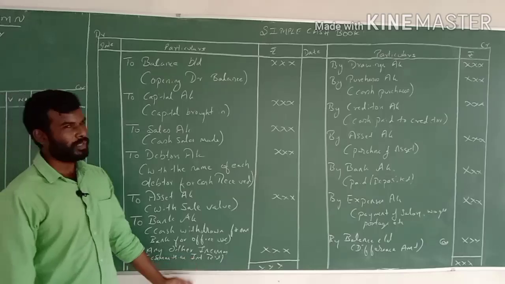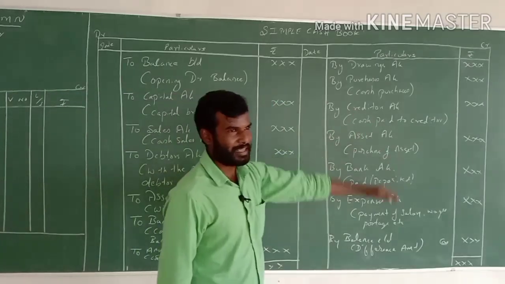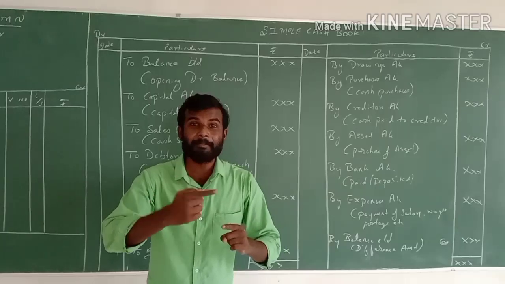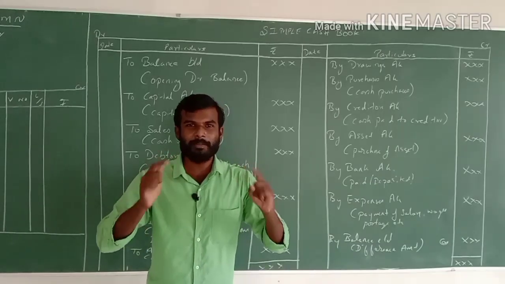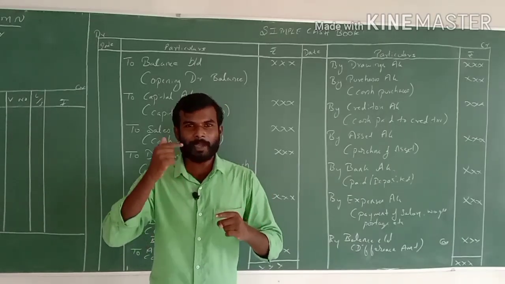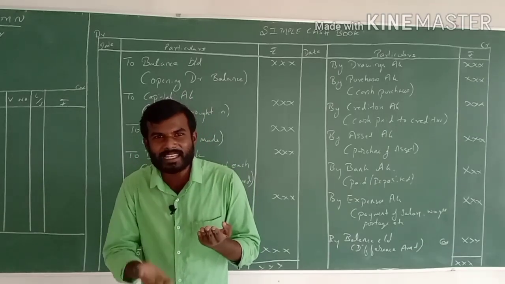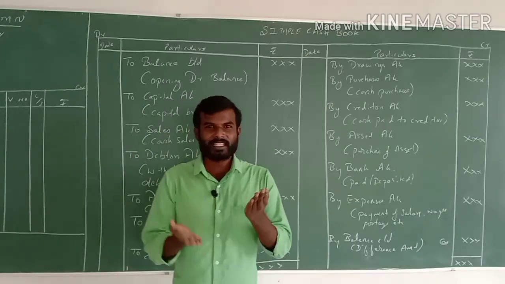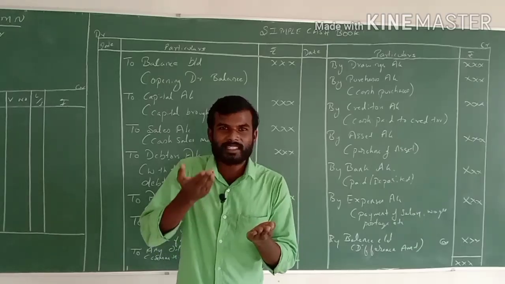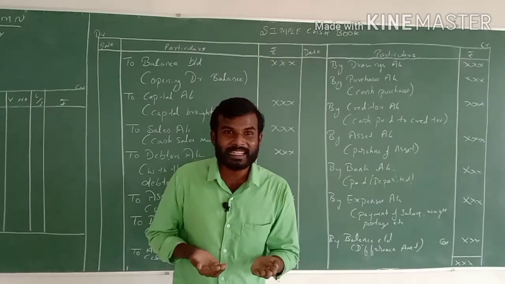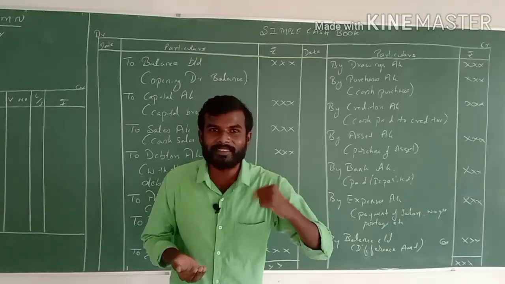So coming to the credit side of the cash book, what are we making here? The payments. So one or the other payments if we are making, what happens automatically? Our cash balance decreases. So on the receipt side, our cash balance increases. On the credit side, our cash balance decreases because we are making the payments.